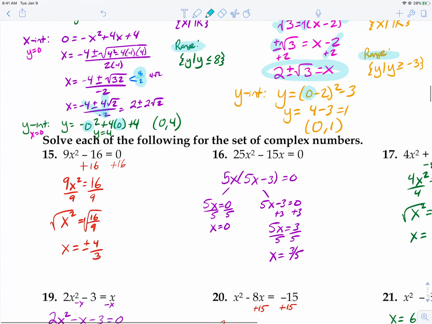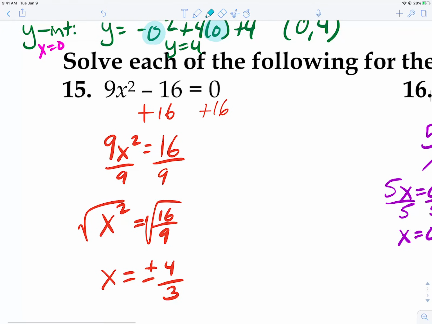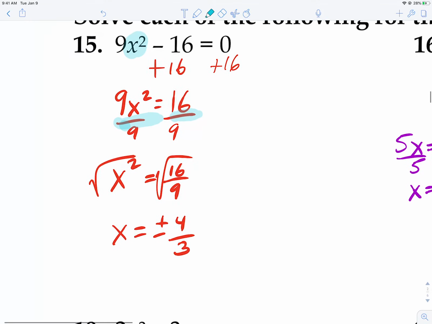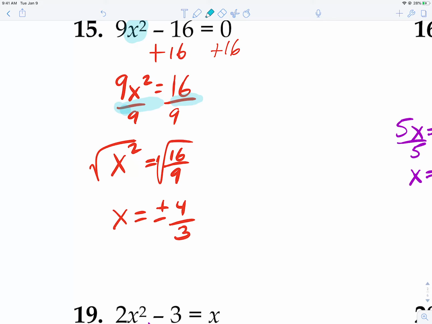Okay, number 15. So this was just solving any way that you possibly can. If you factored and you found another way to solve it, it works too. For the way I solved this one, I first added 16 to both sides because the only x term was the x squared, so I'm working on getting the x squared by itself. So I added 16 to both sides, and then I divided both sides by 9, and I got x squared equals 16 ninths. And then to undo a square, I square rooted both sides, and the square root of 16 is 4. The square root of 9 is 3, so it is plus or minus 4 thirds.